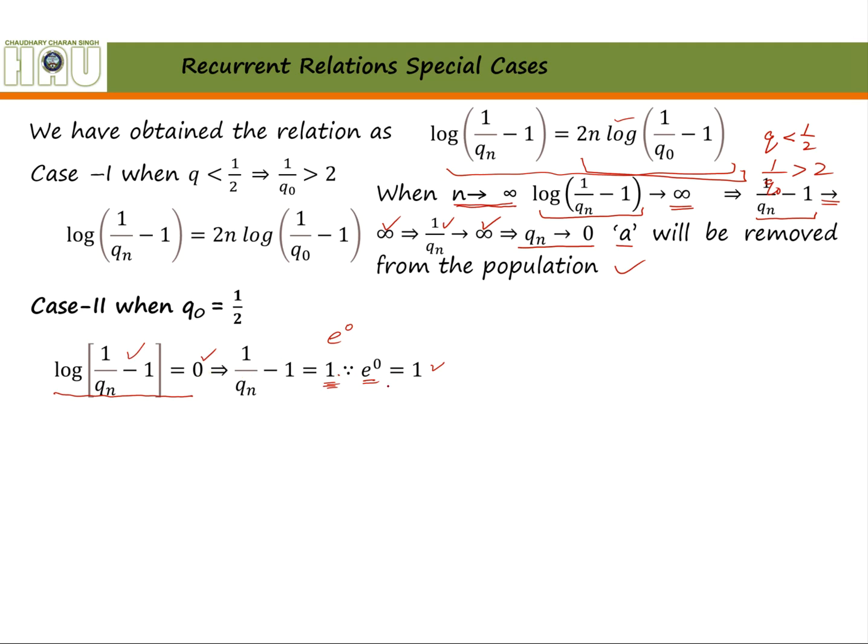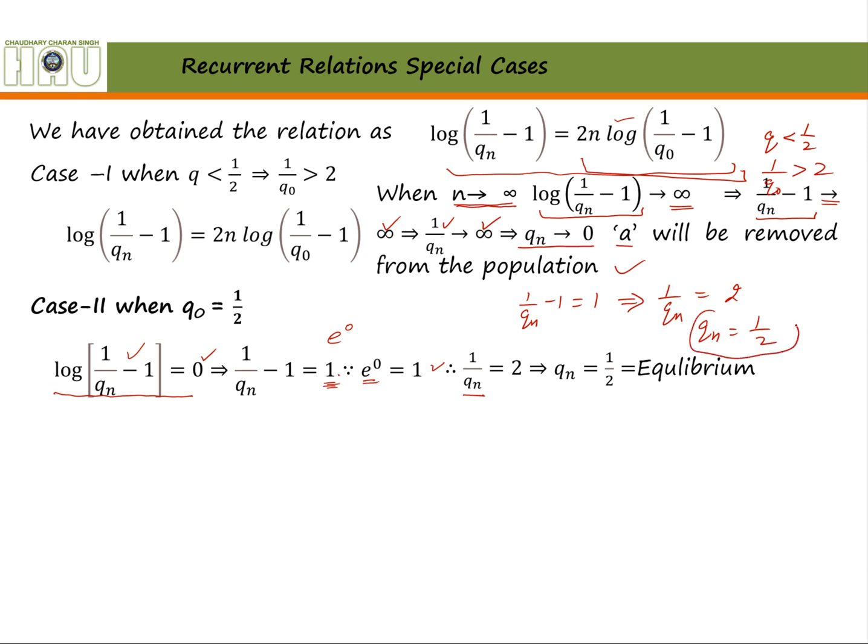So it is 1, which gives us 1/qn − 1 equal to 1. This implies that 1/qn will be equal to 2. It means qn will be equal to half. When qn is equal to half, it means the gene is still present and it reaches equilibrium. When p is equal to q is equal to half, it means it stabilized at half. So the equilibrium condition will be reached.